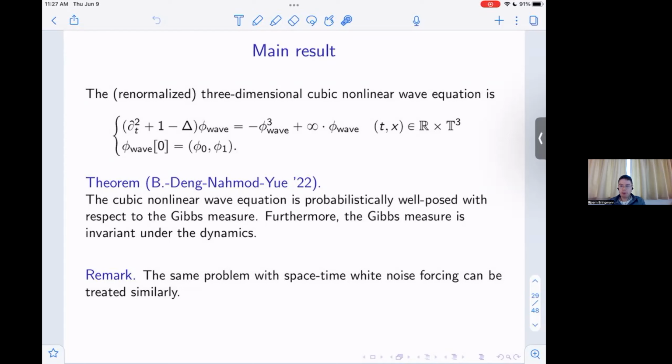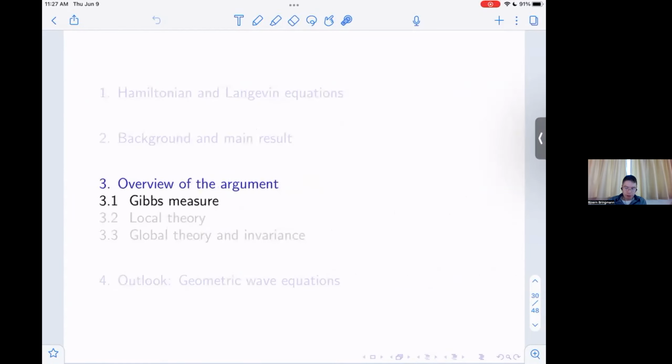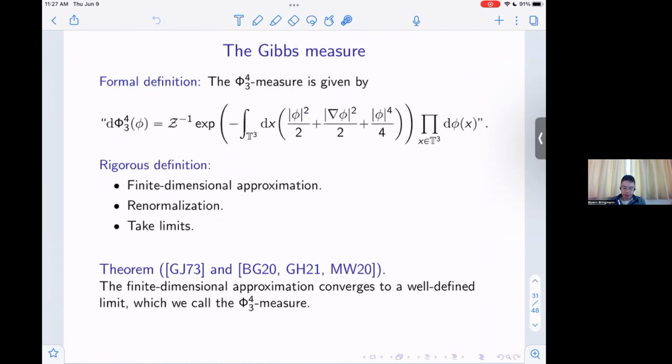Let me now move on and try to give you a rather large-scale overview of our proof. I'll split this into three separate parts that roughly correspond to the three separate parts of the question that I stated earlier. So the first thing that we'll have to talk about is this Gibbs measure. And fortunately, this was actually already the topic of many talks in this series, right?